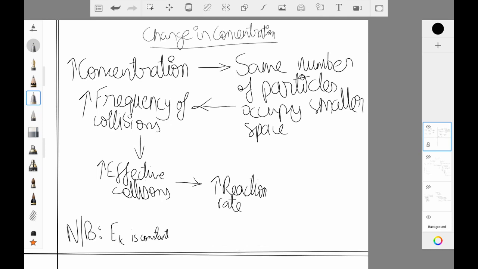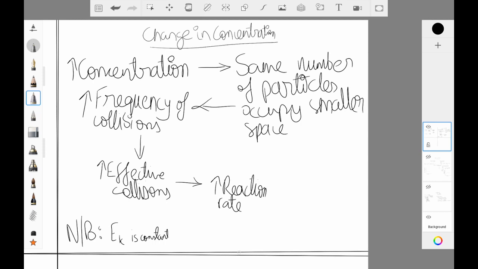So if I were to increase the concentration of the reactants, that would mean that the reactants are occupying a smaller space, which in turn means that the same number of particles are occupying a smaller space. And due to this, the frequency of collisions and effective collisions is going to increase. However, the energy will not increase or decrease.